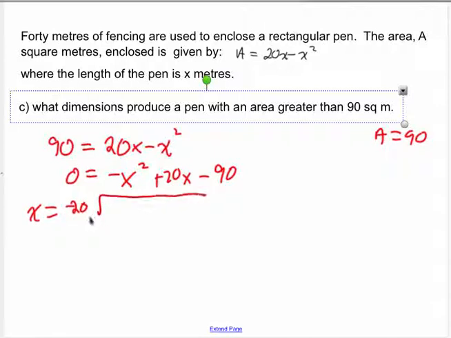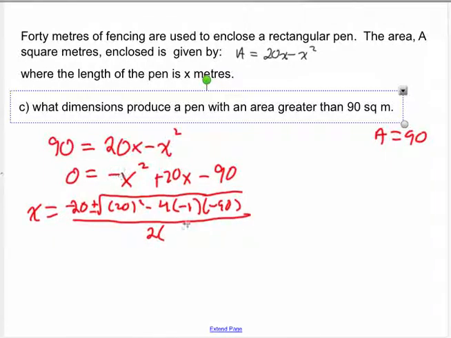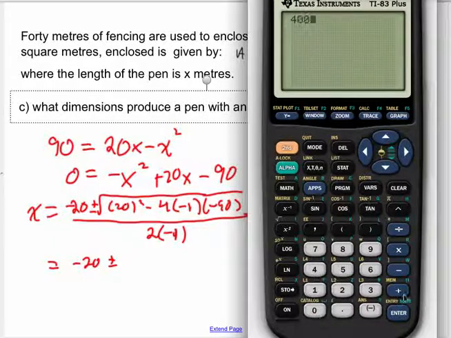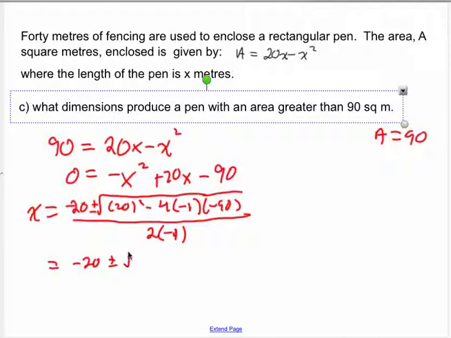Negative 20 plus or minus the square root of 20 squared minus 4 times a, which is negative 1, and c, which is negative 90, all over 2a, which is negative 1. So negative 20 plus or minus, handy dandy calculator, I know that 20 squared is 400, and then I have three negatives, so it's 400 minus 4 times 1 times 90. Well, 4 times 90 is 360. Whoops, not 630. 360, and I get the square root of 40. So, negative 20 plus or minus the square root of 40 all over negative 2.